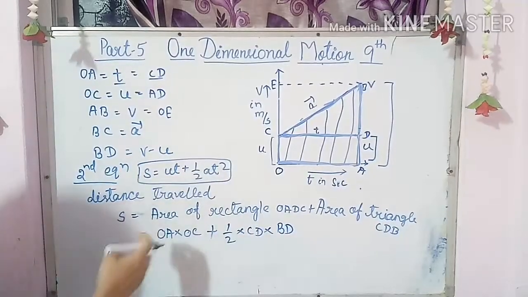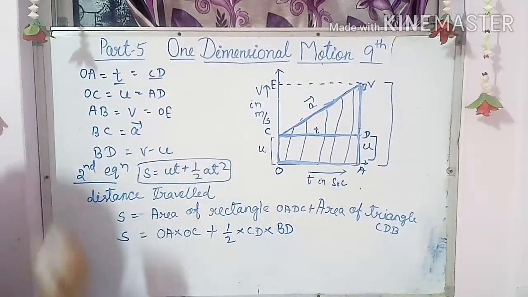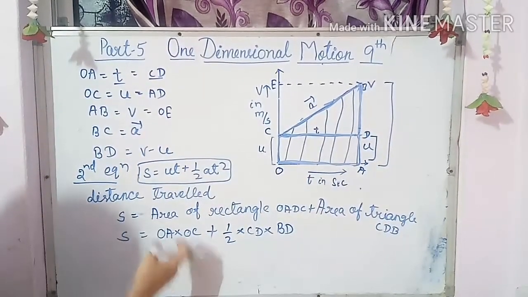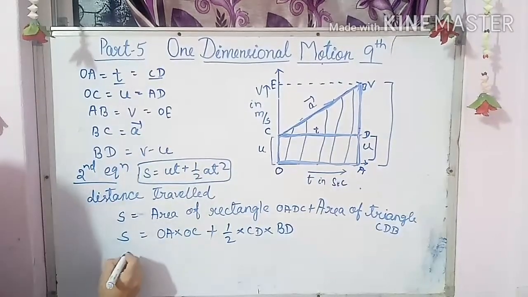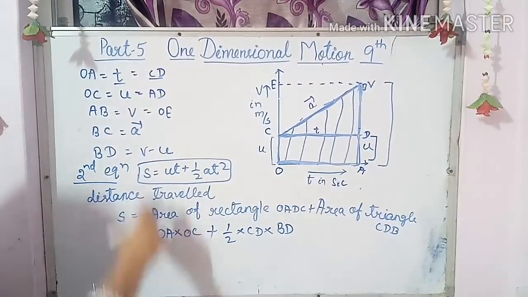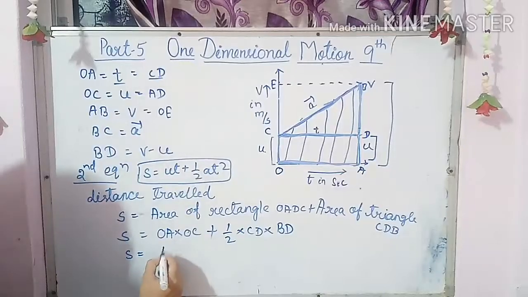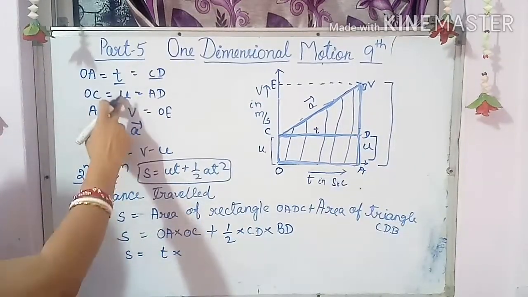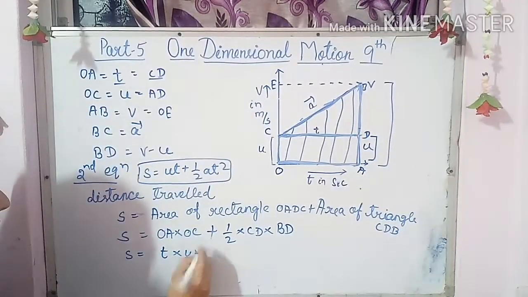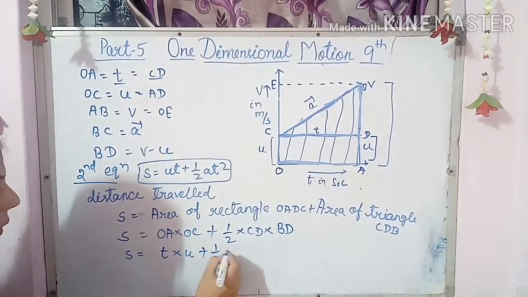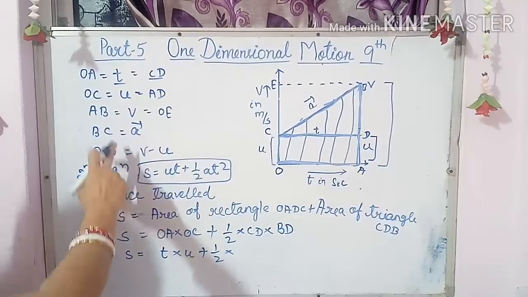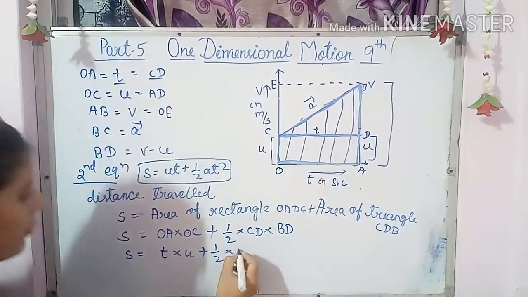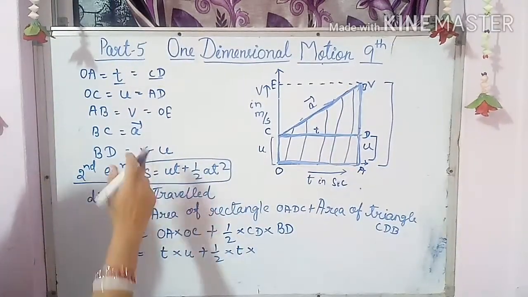You have to put S every time. After this you can put the values. Now S equal to, what is the value of OA? Already I have written, that is T. What is the value of OC? I have written, that is U. Now plus half into, then what is the value of CD? I have written, you can find CD, that is also T. And BD, that is V minus U.